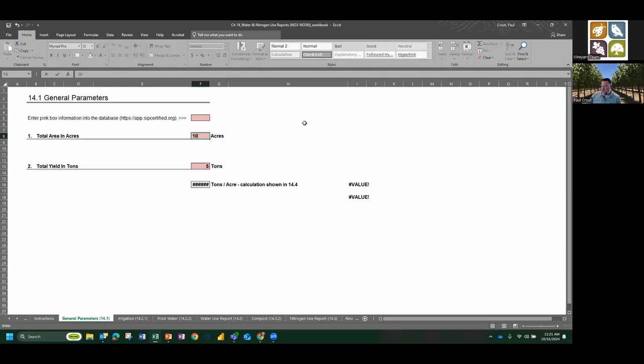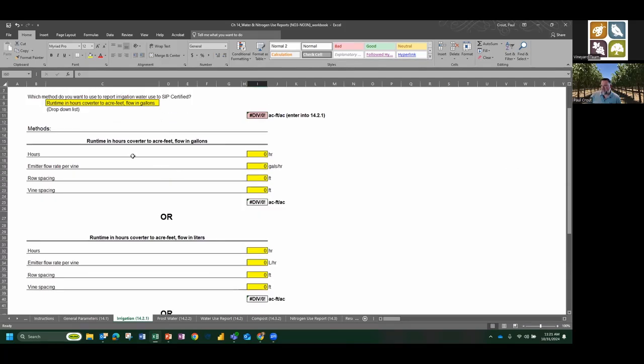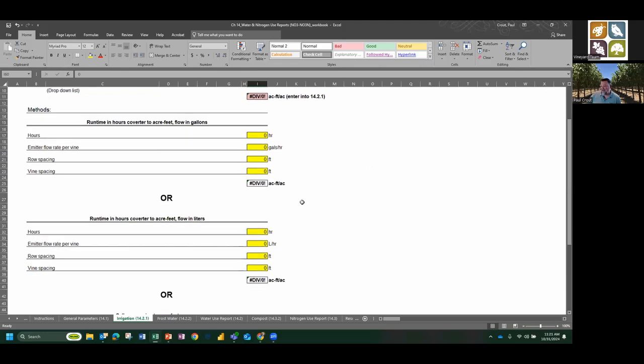So let's just say I'm entering 10, I have a 10-acre block, and the total yield is, let's say, 50 tons. So we're calculating 5 tons per acre. Now we go to irrigation, and there's a number of different ways for us to calculate our irrigation flow in gallons to get acre feet per acre.